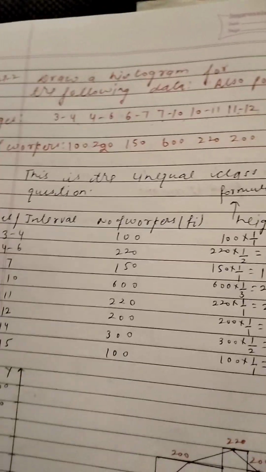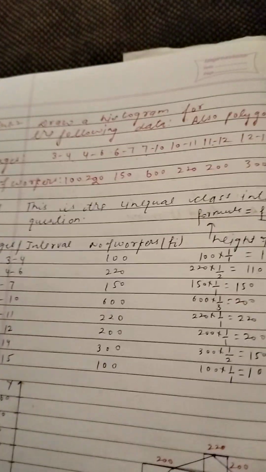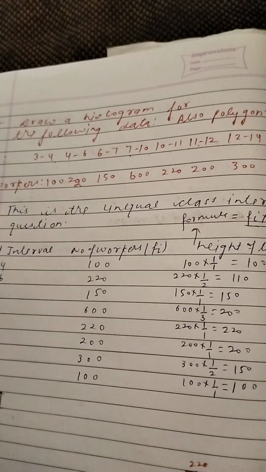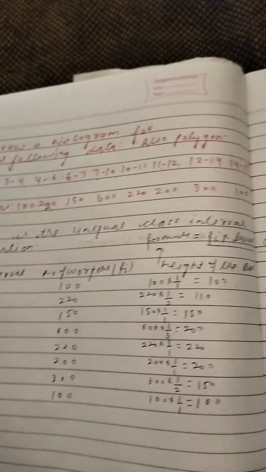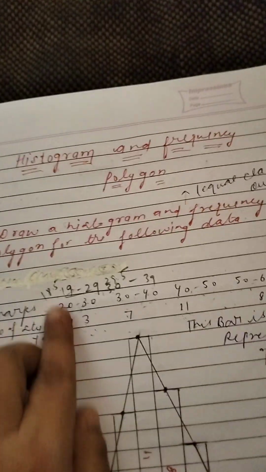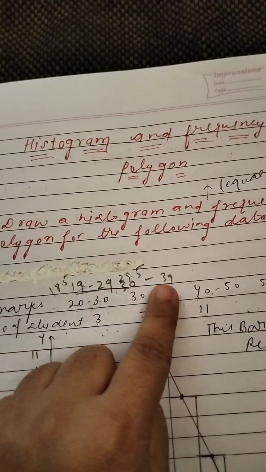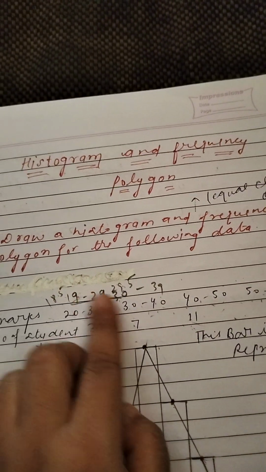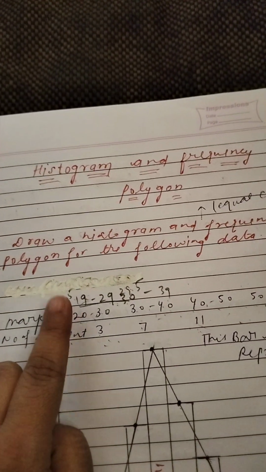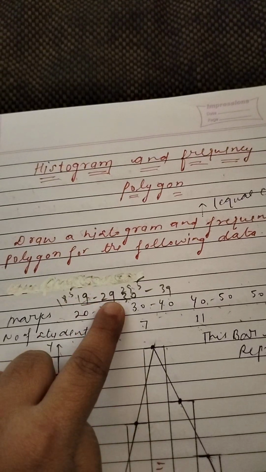3 to 4 the difference is 1, 4 to 6 the difference is 2, 6 to 7 the difference is 1, 7 to 10 the difference is 3. See, this is not equal. But in the previous example I gave you, 19 to 29, 30 to 39, the difference is 9, 9. This is called unequal distribution, है ना? And you can make it continuous with 0.5 less and 0.5 more.